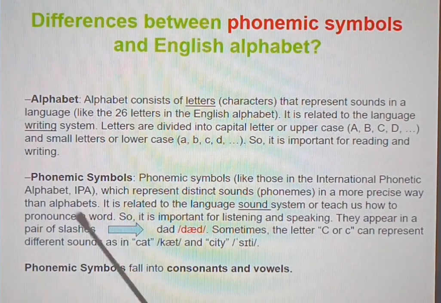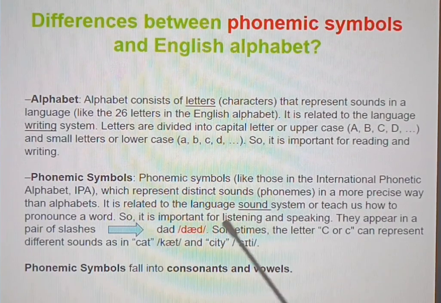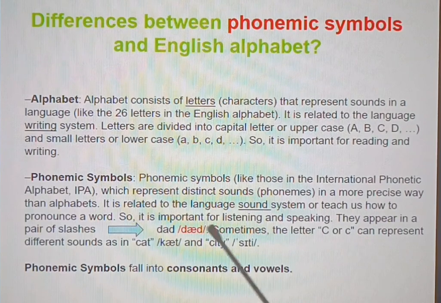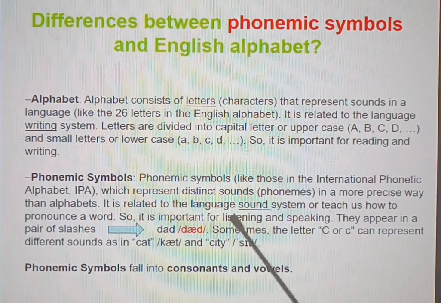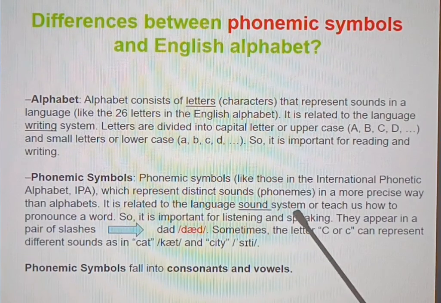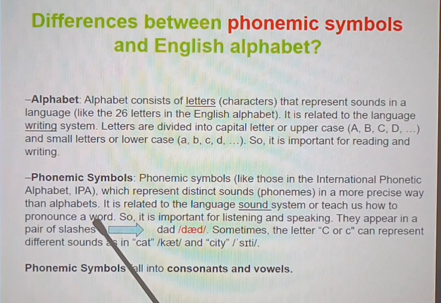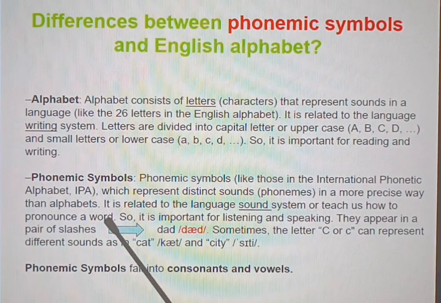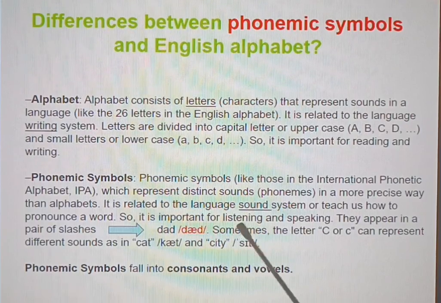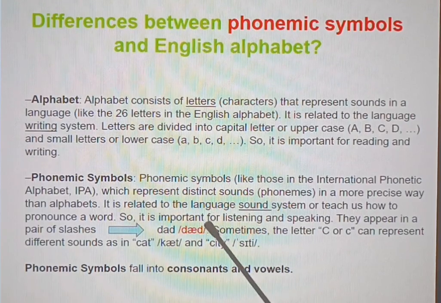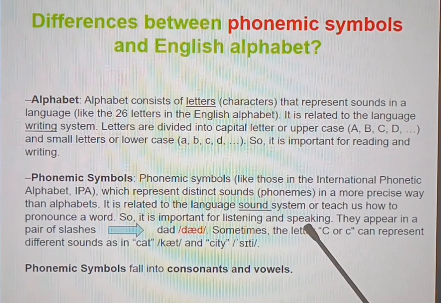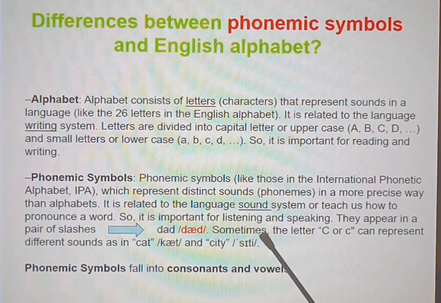Actually, these phonemic symbols are part of a larger field of study that we call phonetics. And those who are engaged in linguistics normally deal with this in detail and at length. But these phonemic symbols are related to our language sound system, and they tell us how to pronounce a word. So it's very important for the pronunciation of words. The phonemic symbols are very important for listening and speaking rather than reading and writing that we have to learn in the alphabet system of the language that we are planning to learn.